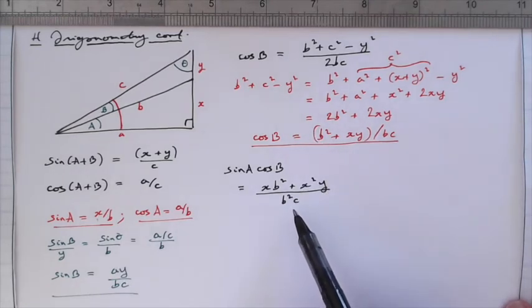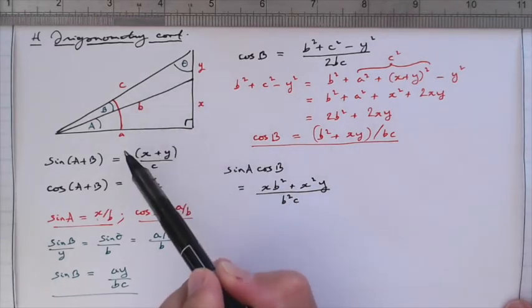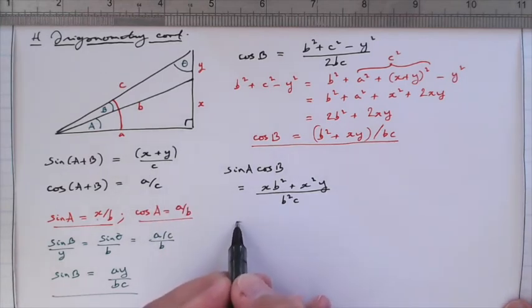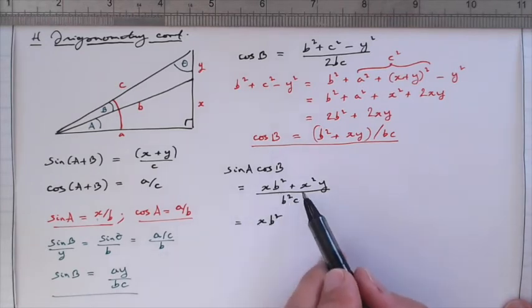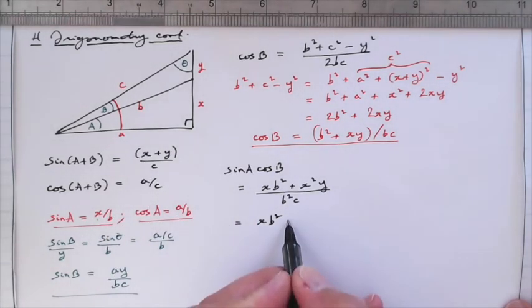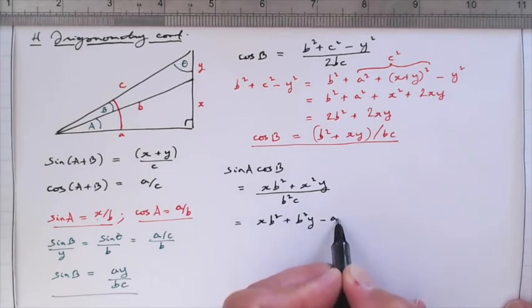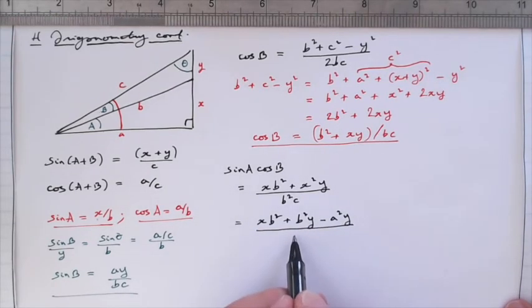And then, let's see, what am I going to do now? I notice that from Pythagoras again, x squared is b squared minus a squared. Okay, so let me do that. Let me write, the first term is xb squared, and then the next term, for x squared, I'm going to write b squared minus a squared. So I'm going to have b squared y take away a squared y, all divided by b squared c.